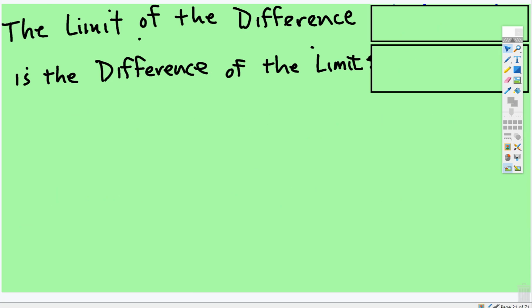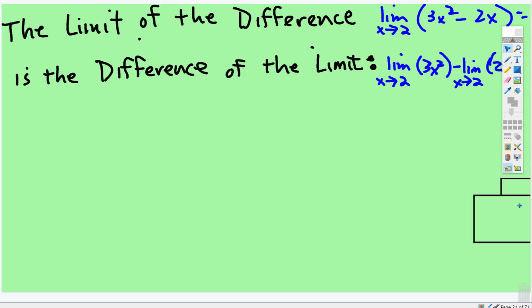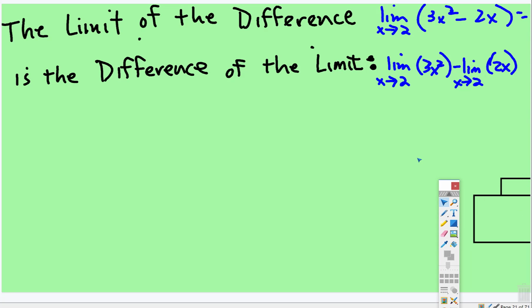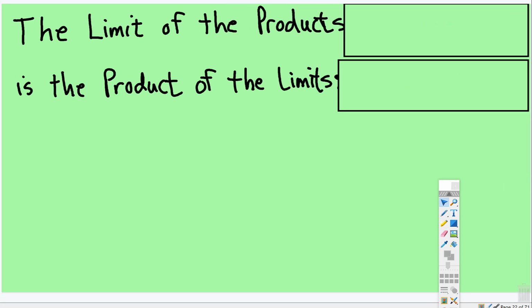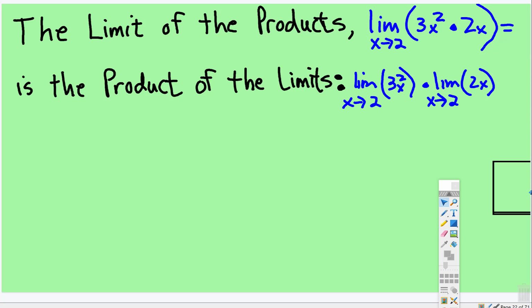All right? The limit of the difference is the difference of the limits. So you're going to take this one thing and rewrite it as two separate limits with a subtract sign in between them. The limit of the products. So inside the parentheses of the one limit, is the product of the limits. Write it as two separate limits with a multiplication sign between the two limits.